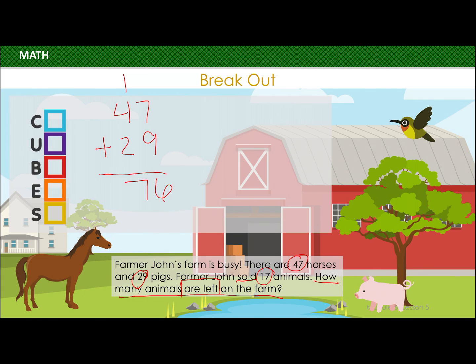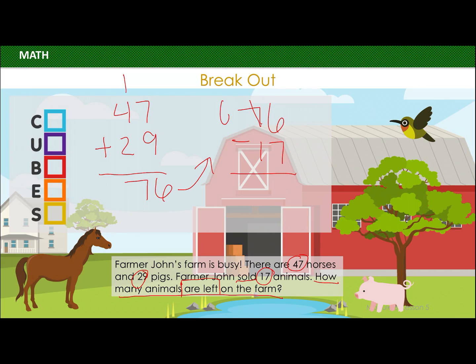Now I look at the second part of my word problem and it says that Farmer John sold 17, so it means that he got rid of 17. So I need to get rid of the 17, so get rid of 17 of the 76 that I have. So I'm going to be bringing my 76 over here. And I'm subtracting 17 animals because I sold them.